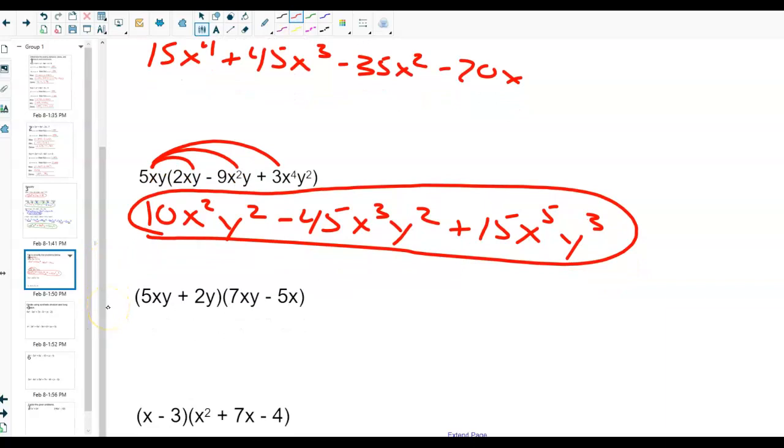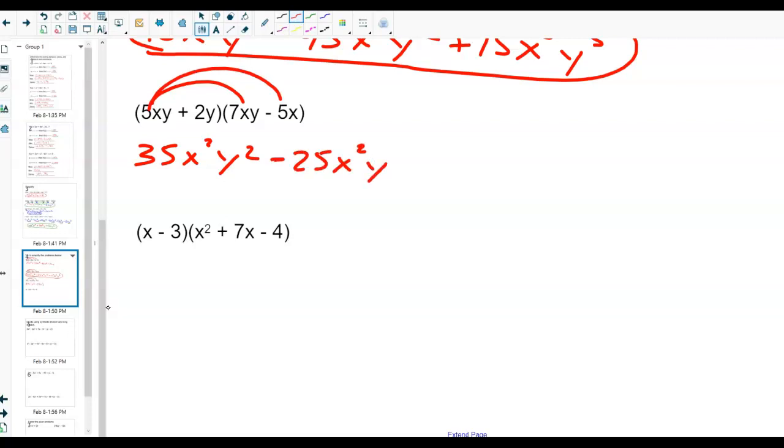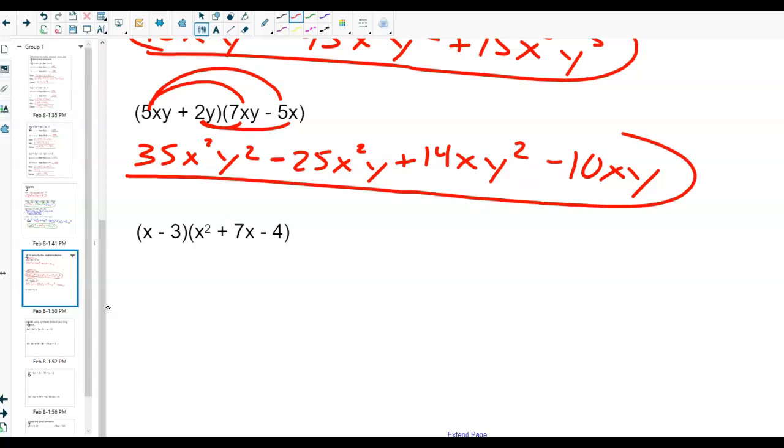The next one is basic FOILing, and in the end, if you can combine like terms, you do so. If you can't, you leave it. 5xy times 7xy is 35x squared y squared. 5xy times a negative 5x, negative 25x squared y. 2y times a 7xy, plus 14xy squared. 2y times a negative 5x, negative 10xy. There's nothing you can combine here, so you just leave it.